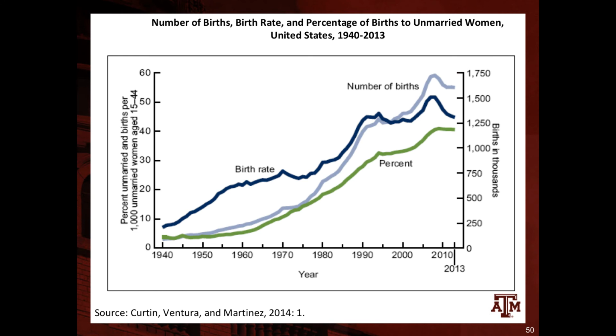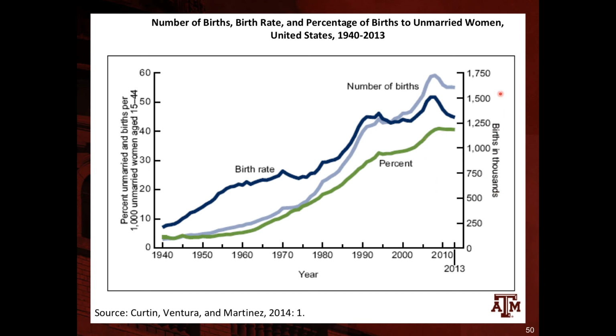So here we have the number of births, the birth rate and the percentage of births to unmarried women in the US between 1940 and 2013. Overall, we have an increase in the number of births. That's the numerator of the formula. That's because we have more women who are unmarried nowadays, so overall they have more children in absolute number. But the birth rate to unmarried women has also been increasing over time, and the percentage of births to unmarried women also has been increasing over time.